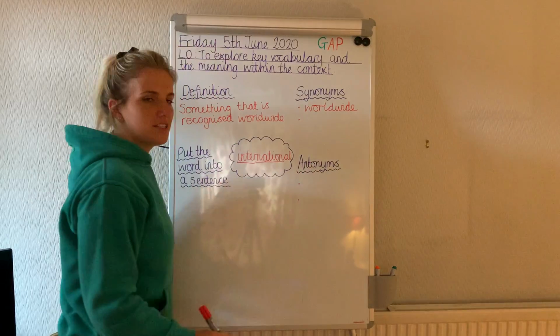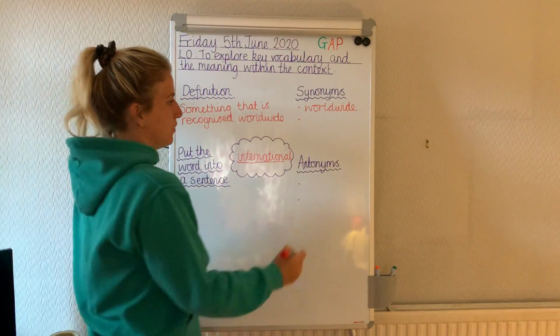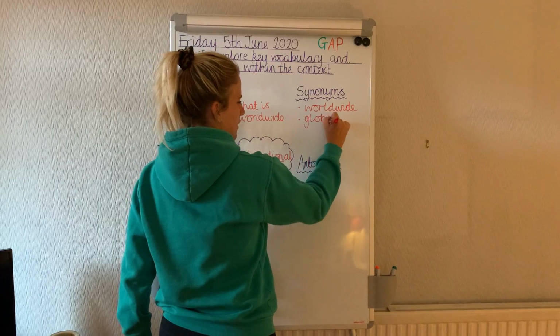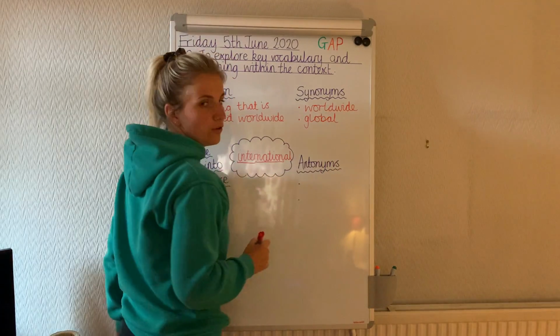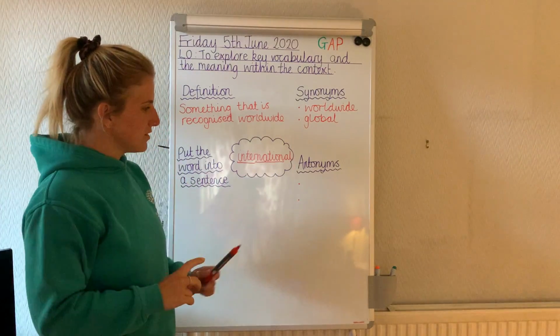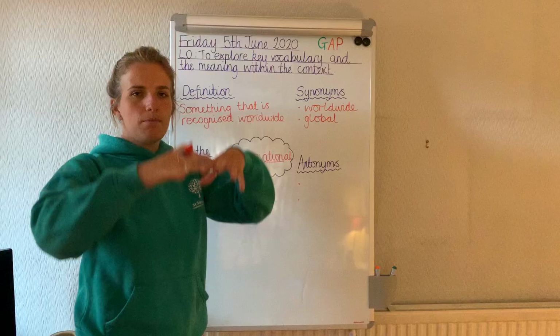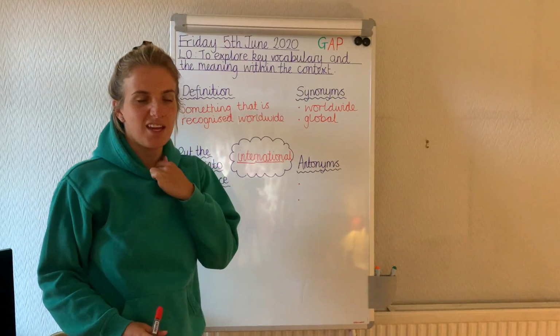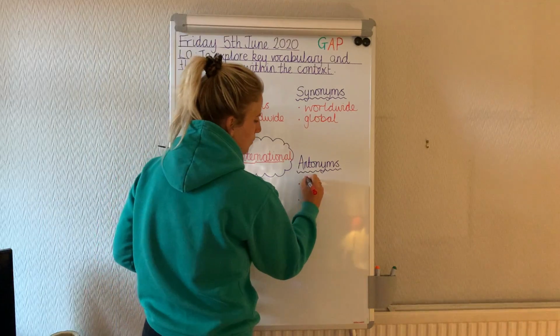Did you find another synonym for international? Well done if you got the word globally or global. That means the globe, which is our world. So that could be one. All right. Let's move on to antonyms. So what's the opposite of something being worldwide, something being known around the world? Actually, the opposite is just local, isn't it?